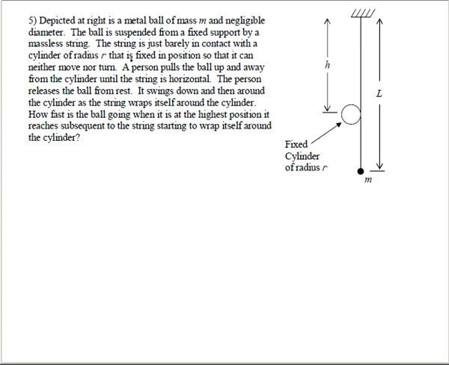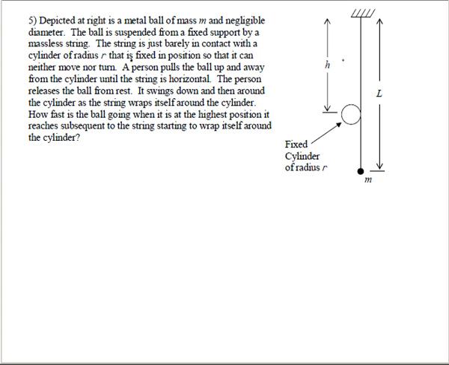Okay, we got a metal ball right here. Somebody's going to pull it up to the side till the string is horizontal. They'll let it go. It's going to swing down here. It's going to wrap around this cylinder, and they want to know how fast the ball is going.